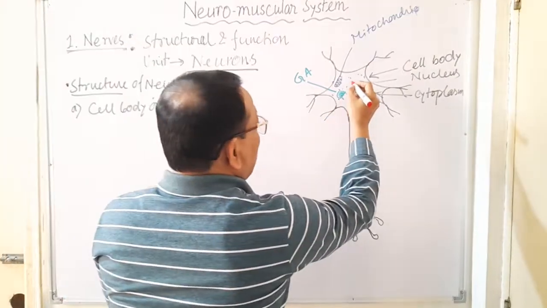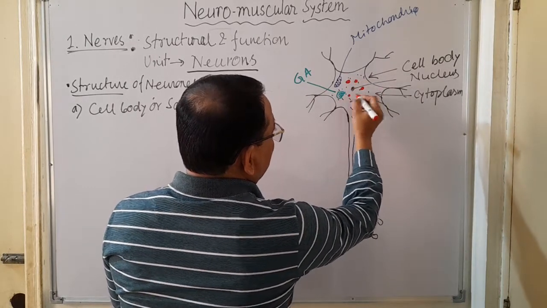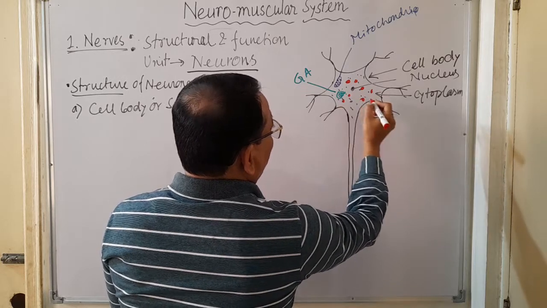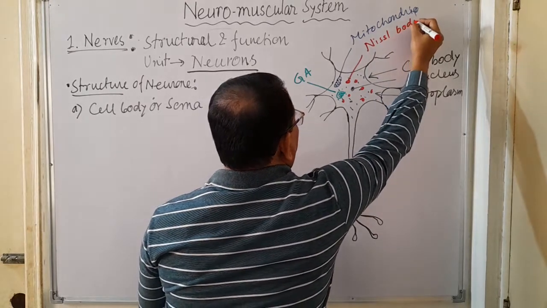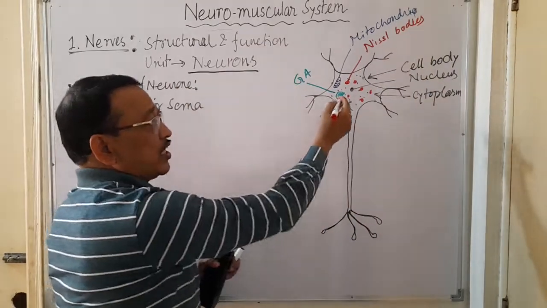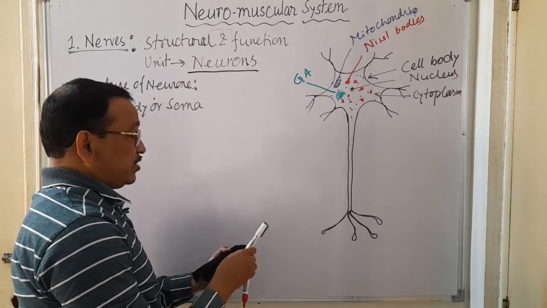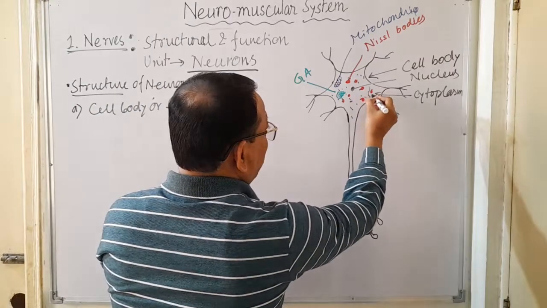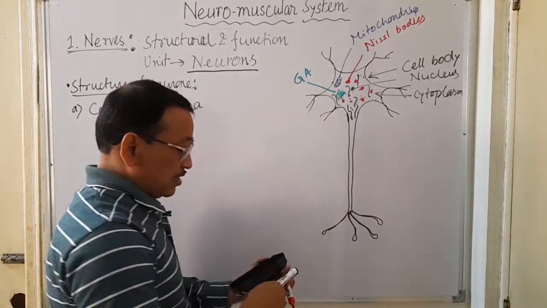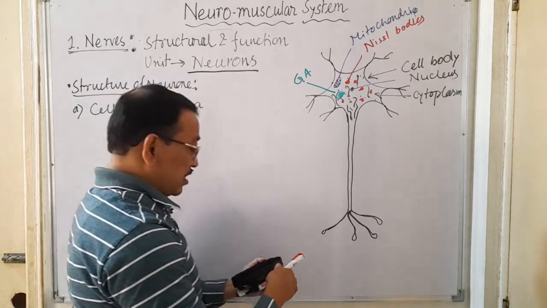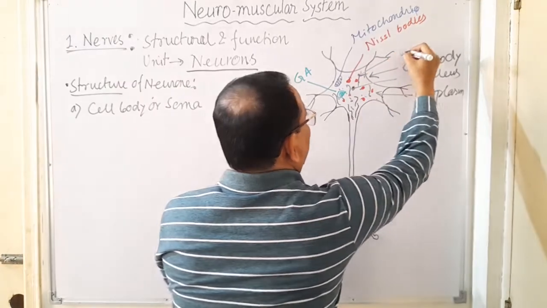Besides this one, within the cytoplasm there will be some granular substances which are known as the Nissl bodies, or the Nissl granules. And besides this, there are some fibrillar proteins which are also present in the cell body. These are known as the cytoskeleton proteins.